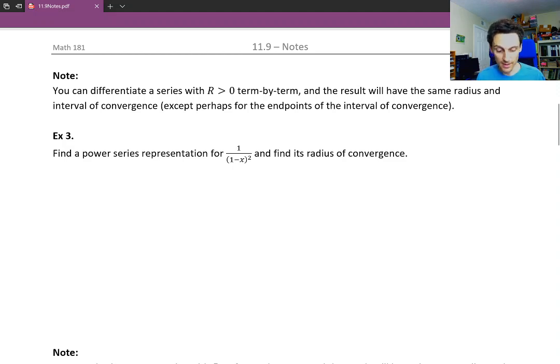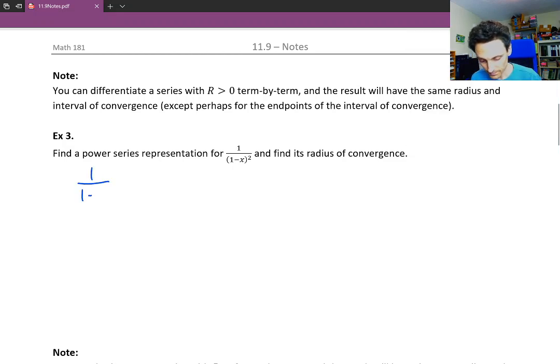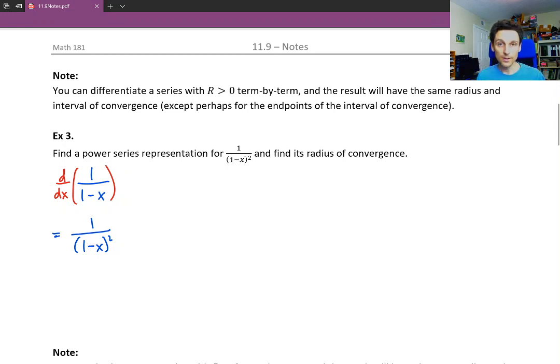well, what we could do is start by noting that the derivative of 1 over 1 minus x is equal to 1 over 1 minus x squared. Let me write in the derivative there. Forgot to write that in. There we go. So the derivative of 1 over 1 minus x is equal to 1 over 1 minus x squared. Just to note that at the beginning.